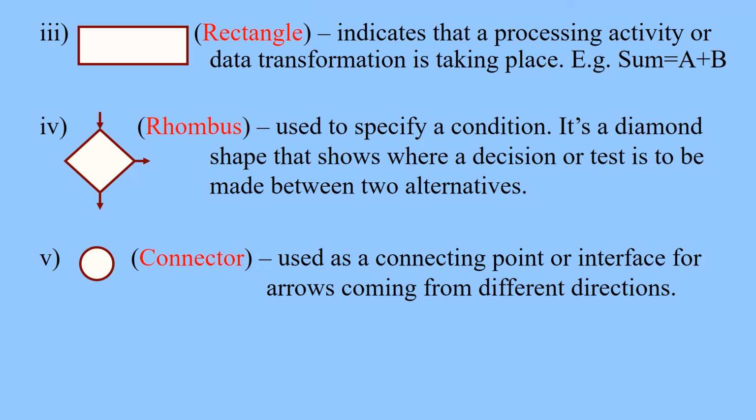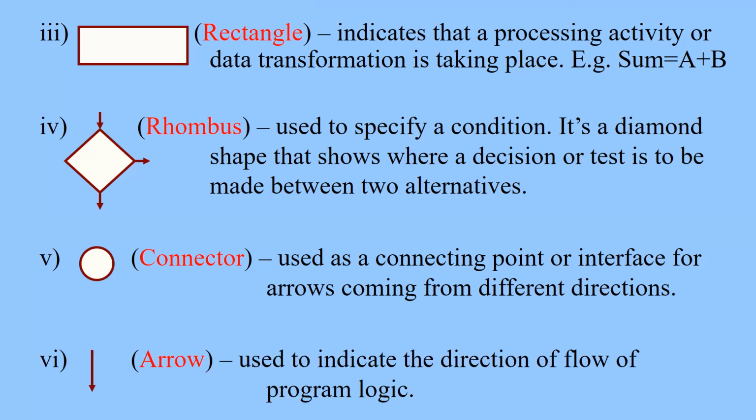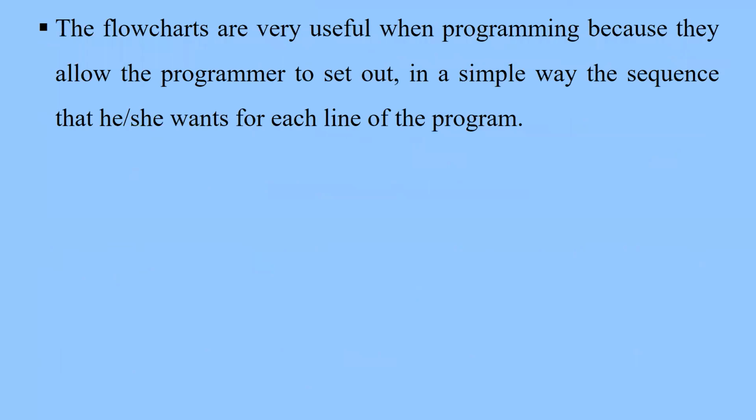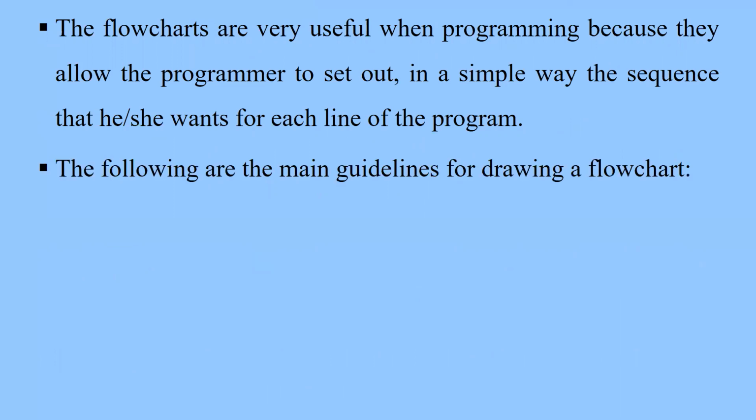And then we have this other symbol here, called an arrow. It is used to indicate the direction of flow of program logic. And therefore, those are the main symbols that we use. Flowcharts are useful when programming because they allow the programmer to set out in a simple way the sequence that he or she wants for each line of the program.